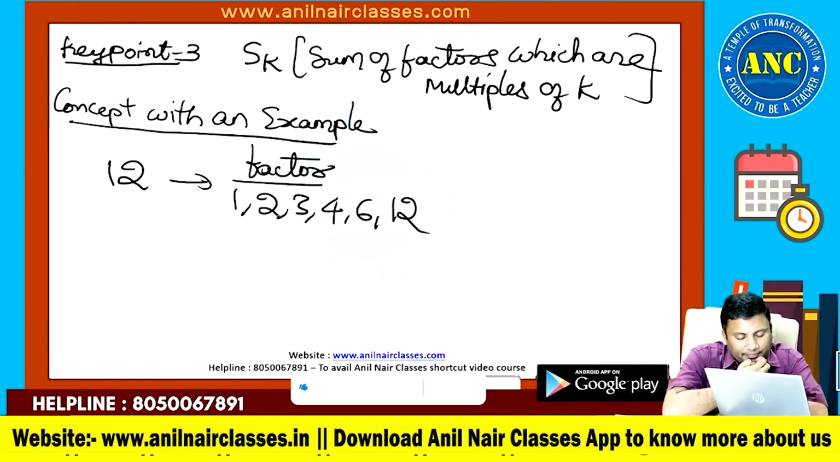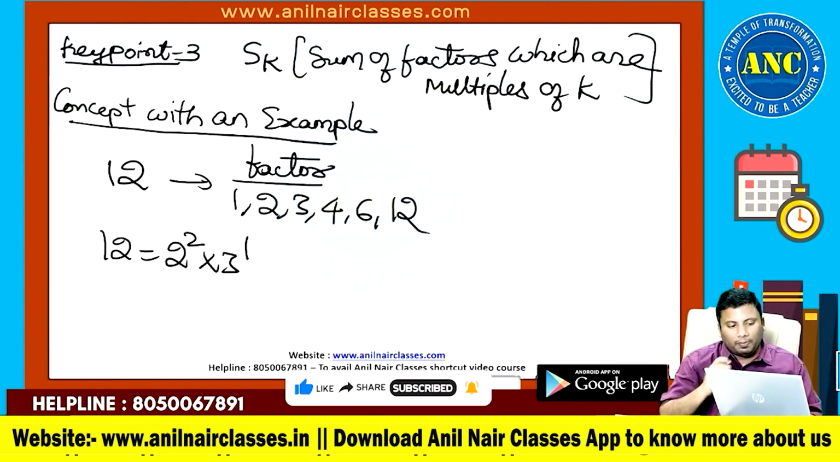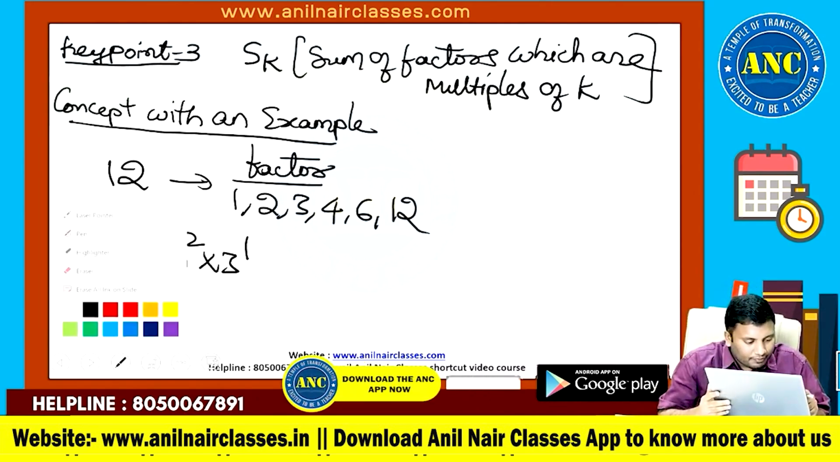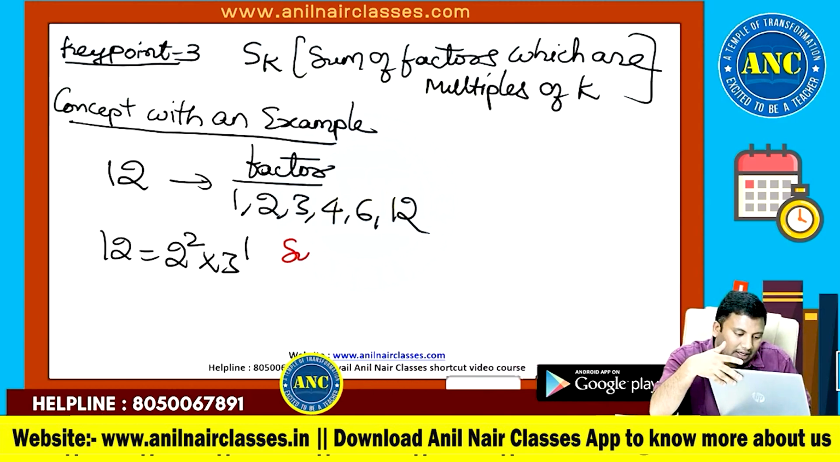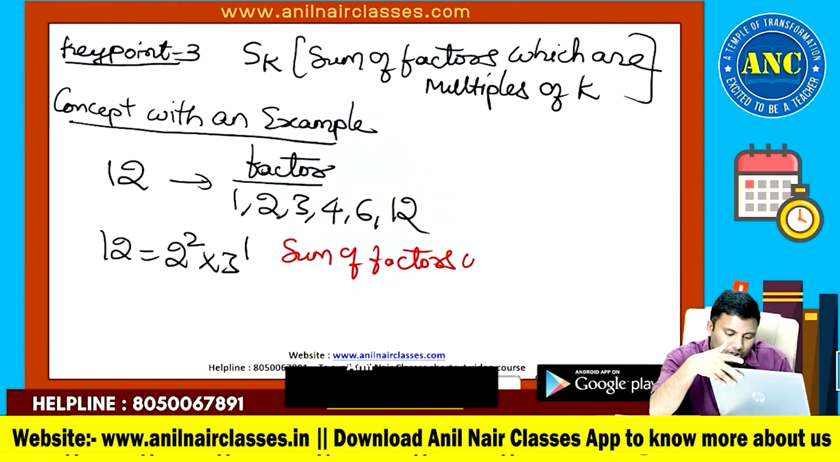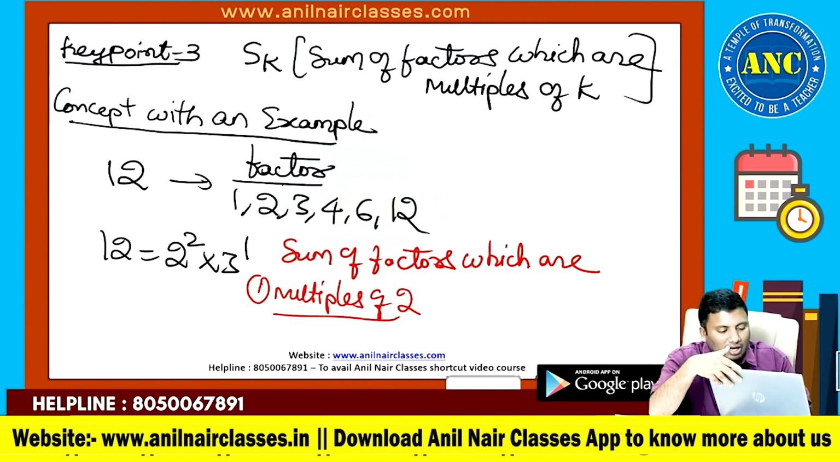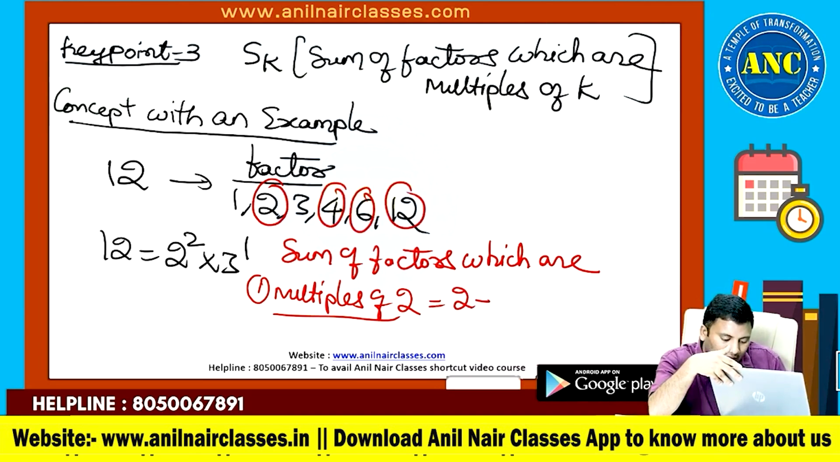Now see here, 12. 12 is nothing but 2 square into 3 power 1. Now what I will do is, sum of the factors which are multiples of 2. Which factors are there? 2, 4, 6 and 12. So generically the value is 2 plus 4 plus 6 plus 12.